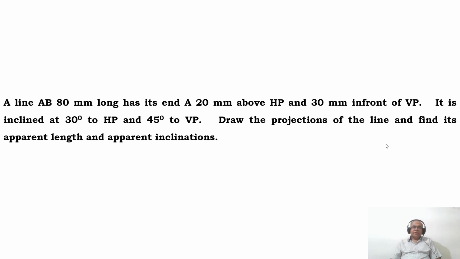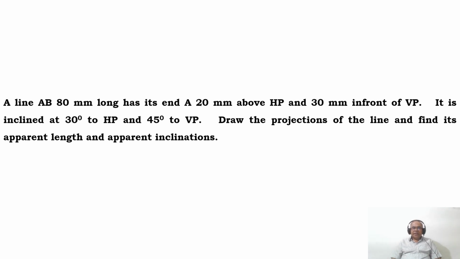Now, in this video, we are going to take up one problem on projections of lines. The problem reads: a line AB, 80 mm long, has its end A 20 mm above HP and 30 mm in front of VP. It is inclined at 30 degrees to HP and 45 degrees to VP. Draw the projections of the line and find its apparent length and apparent inclinations. So, this is the problem which is given to you.